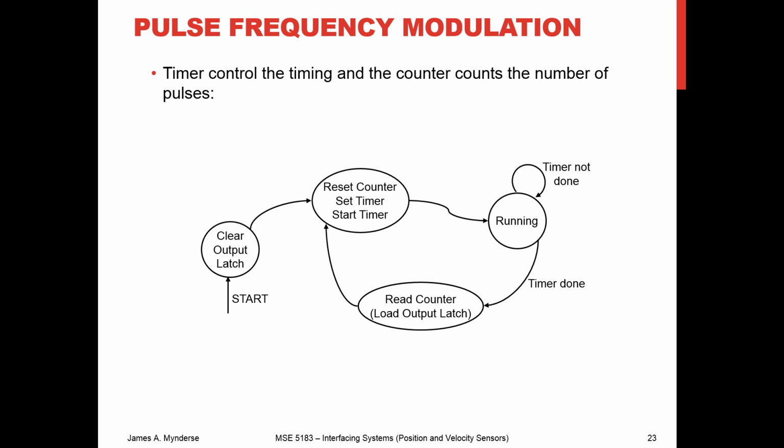So we'll start by clearing our output latch, because we want to start with all of the garbage gone. Then we'll reset our counter, set our timer, start the timer, and just sit there and run until the timer's finished. When the timer's done, we'll read the output. How many counts do we have?